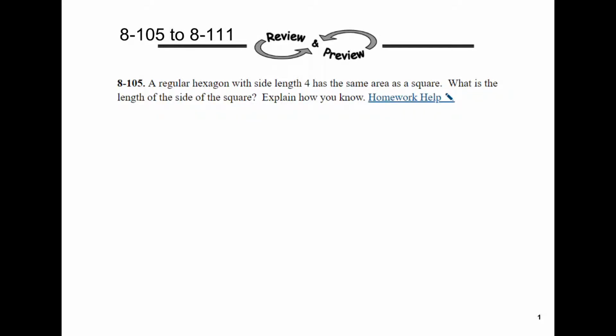Welcome to the review and preview problems 8-105 to 8-111 in the CCG book. 8-105 says a regular hexagon with a side length of 4 has the same area as a square. What is the length of the side of the square? Explain how you know.